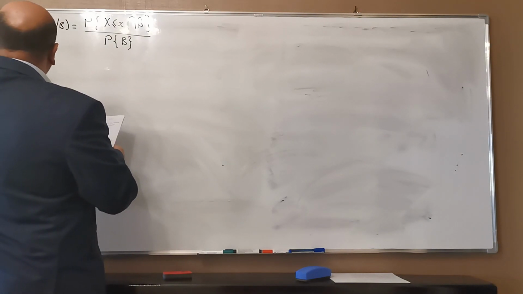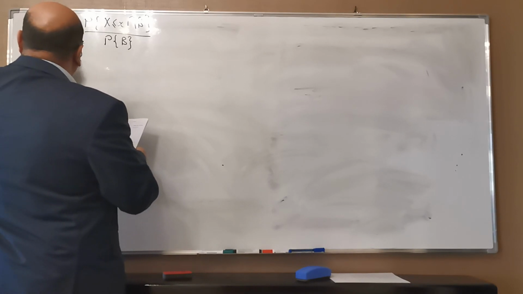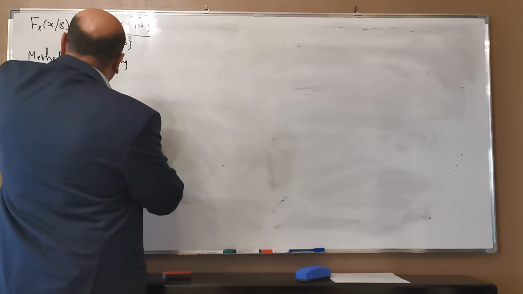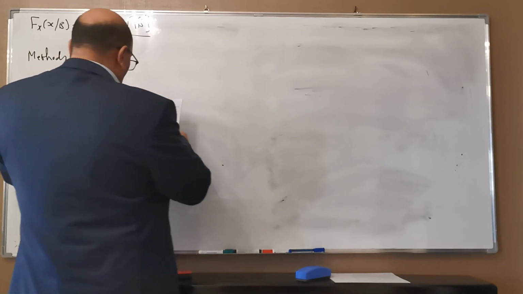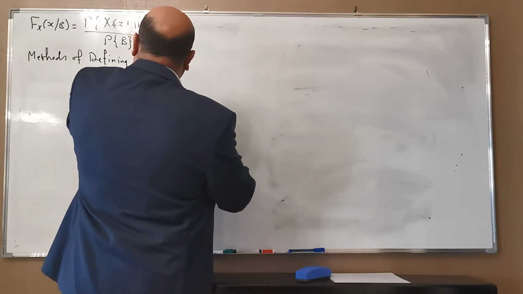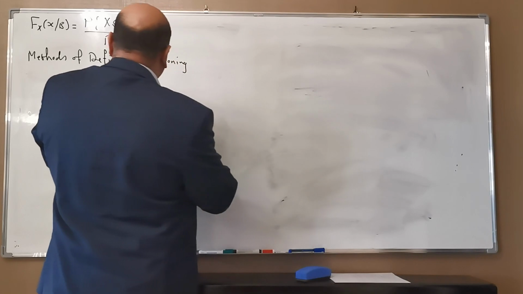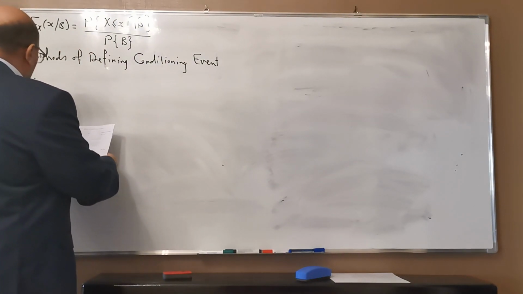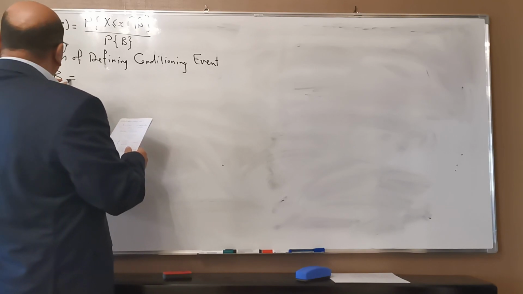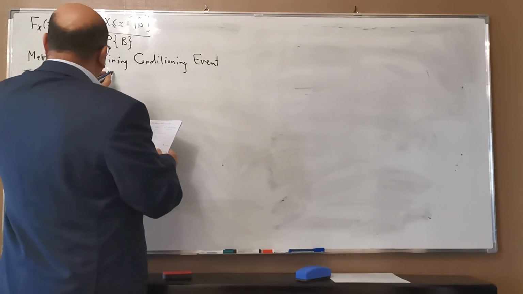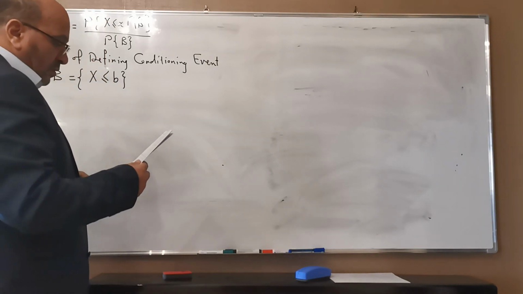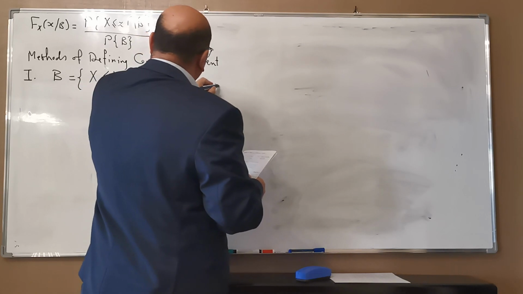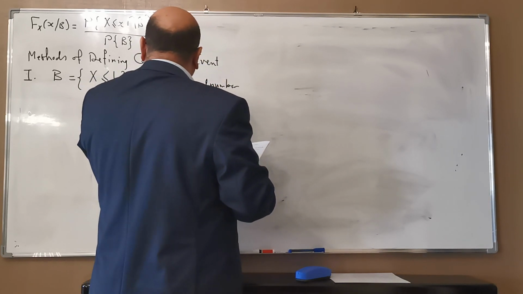We'll define methods of defining conditioning events. We'll take the first type. If we assume that B is equal to x such that it is less than or equal to b, where b is some real number, and b could be between minus infinity and infinity.